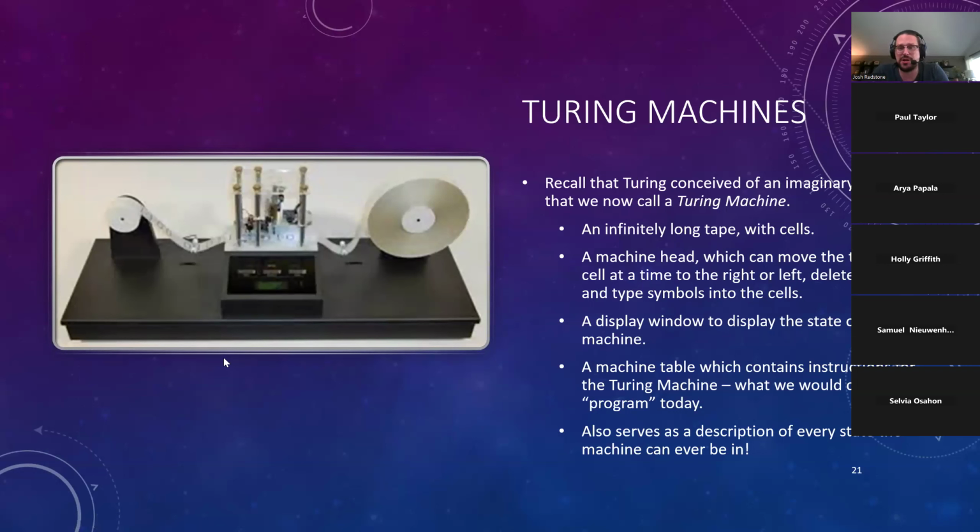So he imagines a Turing machine. Now this is a Turing machine, but you've got to keep in mind that Turing machines are not meant to actually be built. Turing machines are imaginary machines. This is just a representation of what one might look like if we built one.